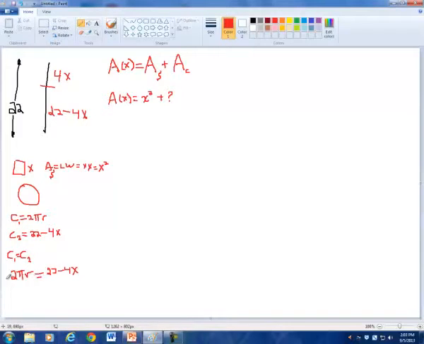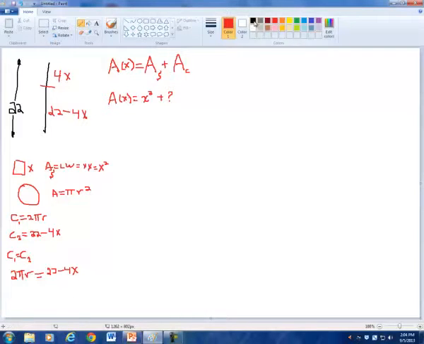And the reason is because we don't want a function for r, we want a function for x. But the area of a circle is pi r squared. But we don't want r, we want x. So what we want to do here is get x into this equation, not r. So that's why we have to put the 2 pi r equals 22 minus 4x, so that we can solve for r and then substitute it in here.